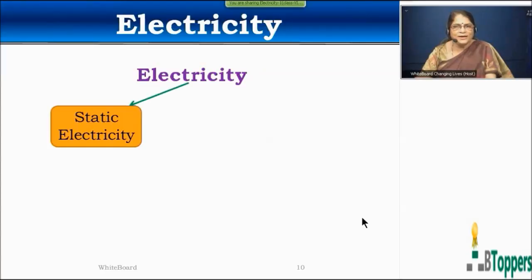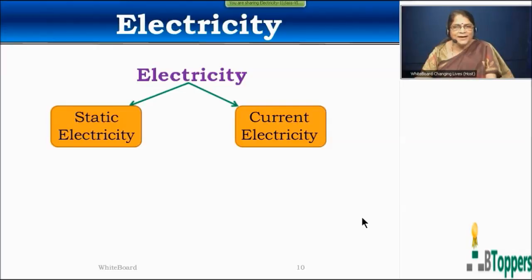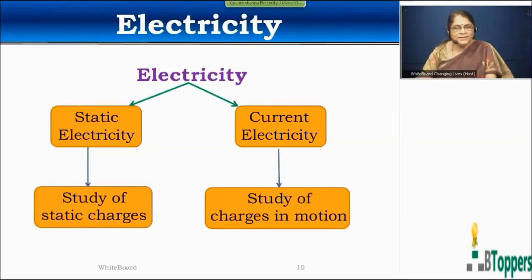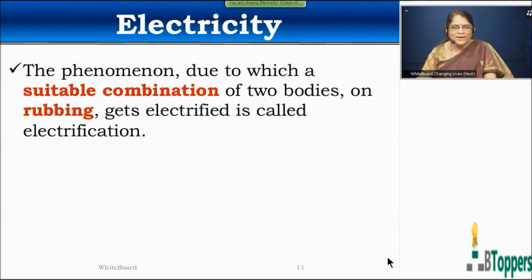study of electricity can be of two types: static electricity and current electricity. Static electricity is the study of static charges, and current electricity is the study of charges which are in motion. We can say that the phenomena due to which a suitable combination of two bodies on rubbing get electrified is called electrification. Now, why am I saying two suitable bodies or suitable combination of two bodies?